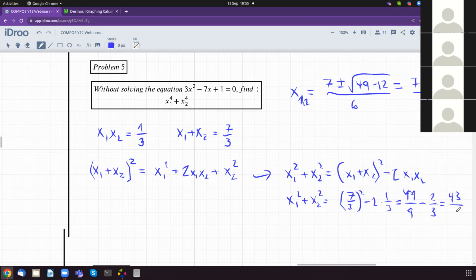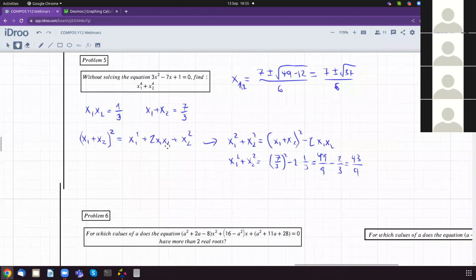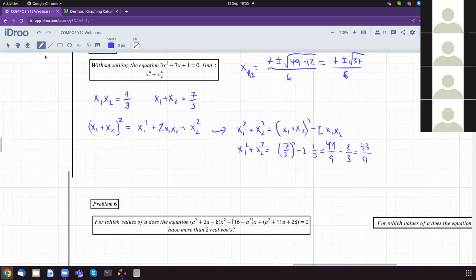43 ninths. Yes, I did not make a mistake here. Good. And we've been doing this in preparation for the main event: x1 plus x2 to the power of 4. And we use the binomial formula for this.